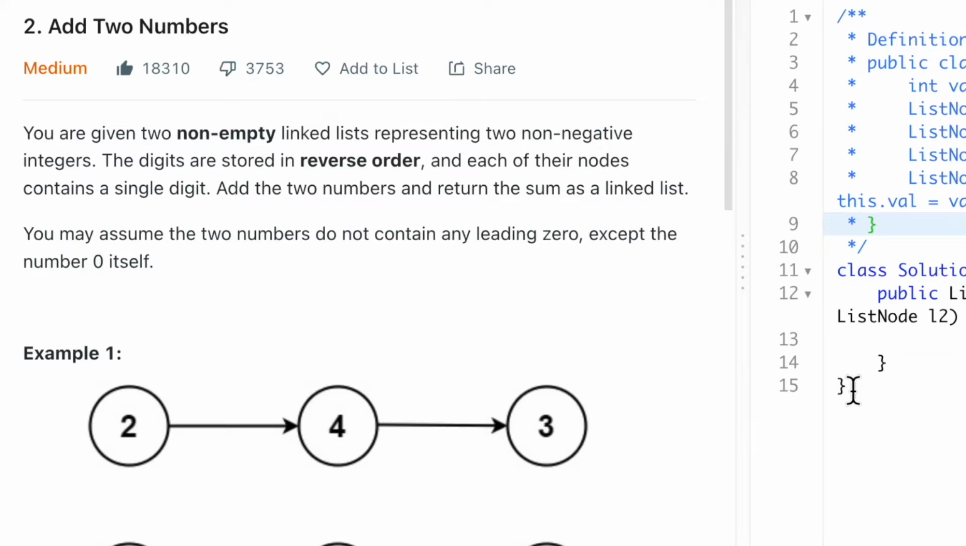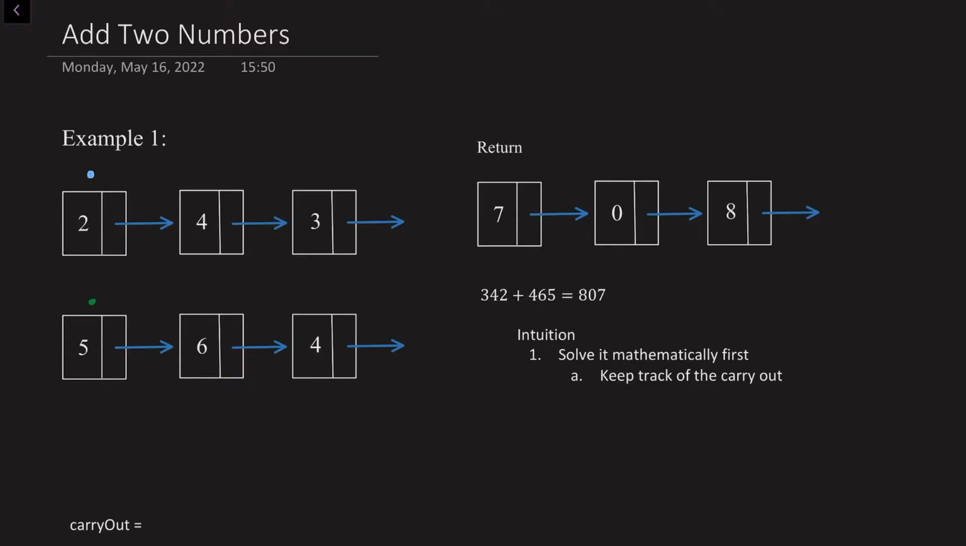Today we're doing the second question on LeetCode, which is add two numbers. So let's look at this first example. This example has two linked lists. One has 2, 4, 3, and the second one has 5, 6, 4. And again, the digits are stored in reverse order.